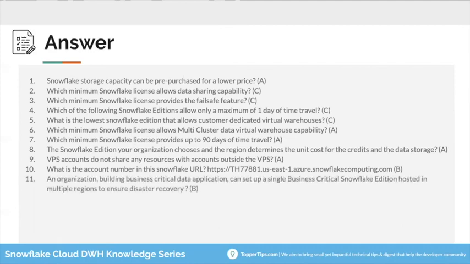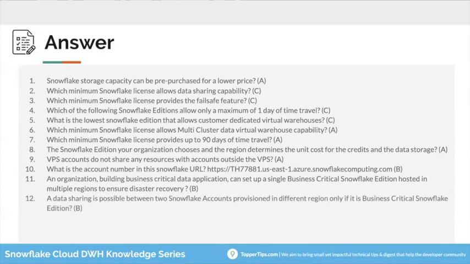An organization building business critical data applications can set up a single business critical Snowflake edition hosted in multiple regions to ensure disaster recovery. No, that is not possible. This statement is false. If you have to have disaster recovery, you need to have two accounts, and then you have to set up the data replication. Data sharing is possible between two Snowflake accounts provisioned in different regions only if it is a business critical Snowflake edition. No, this is a false statement. This is not possible in Snowflake in any edition.